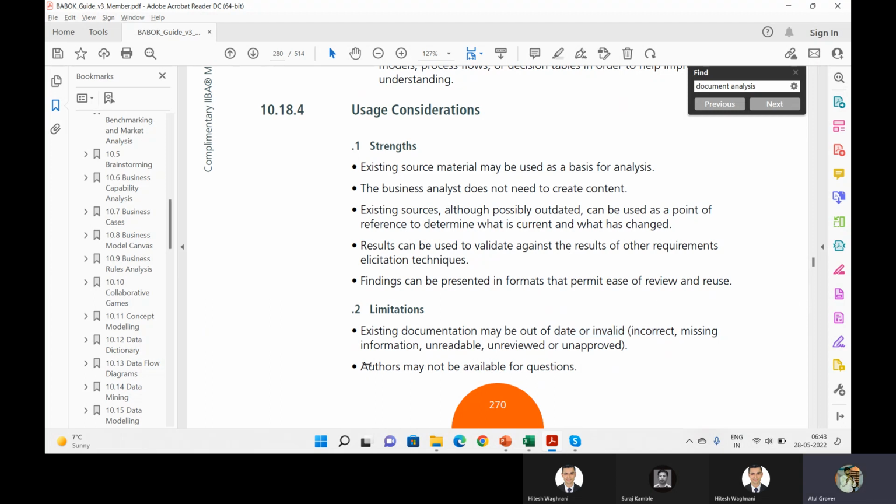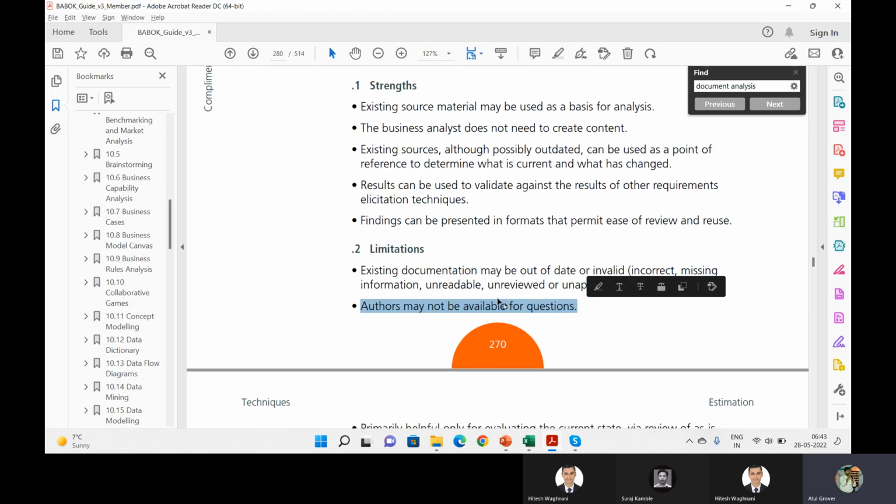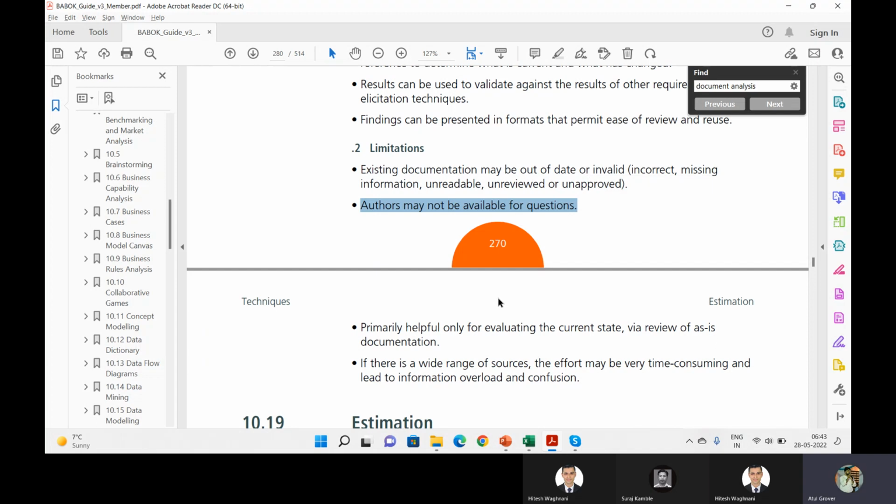Maybe the person who wrote this is not available in the company now. What intention did he have when he wrote that sentence? What purpose did he have? But yes, if there's a positive, definitely there's a negative as well.